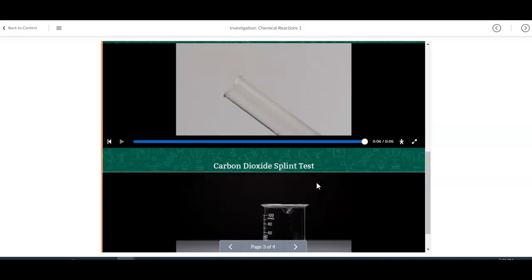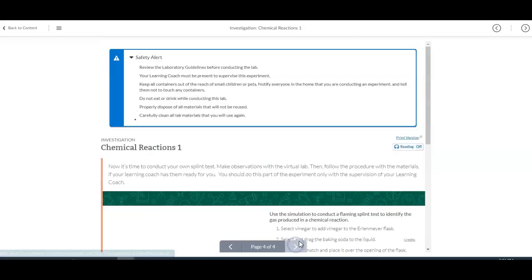Remember, carbon dioxide is CO2. We know that the flame went out. That's something we need to know. Hydrogen gas is H2, oxygen gas is O2. So you need to know all those things going into the next part.